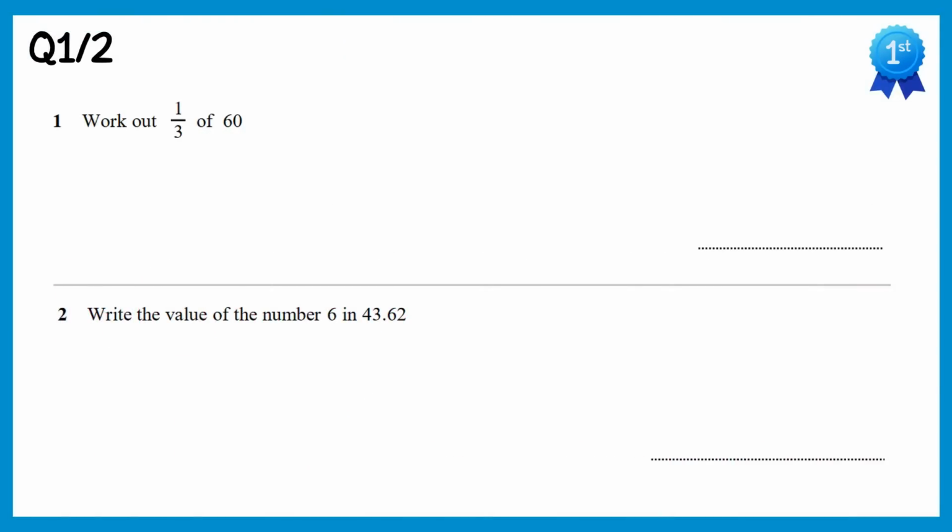For this first question we need to find 1/3 of 60. To find 1/3 of a number you just divide it by 3, so 60 divided by 3, which gives you 20.